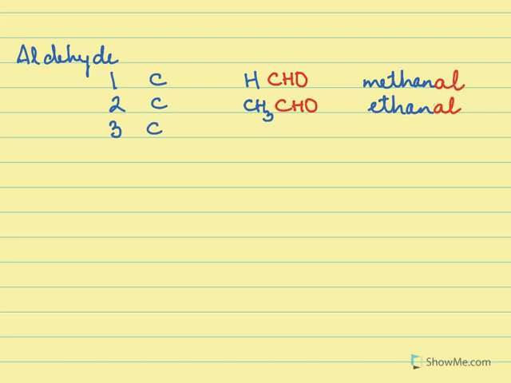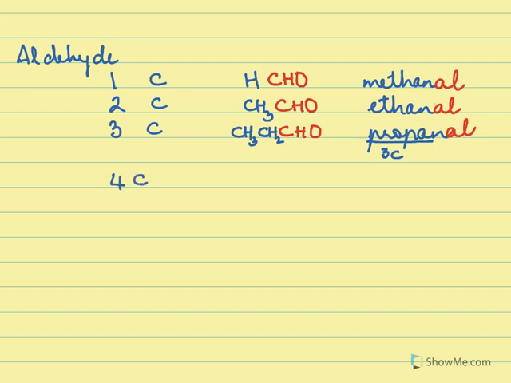We have the 3 carbon aldehyde. 3 carbon is propane. You remove the E, you make Al: propanal. Now to write propanal, first you know it's an aldehyde, so it's CHO. It has to have 3 carbons because it's propane. 1 carbon is already there, so 1, 2, 3. The last carbon will have 3 hydrogens. The middle carbon will have 2 hydrogens, so this will be propanal.